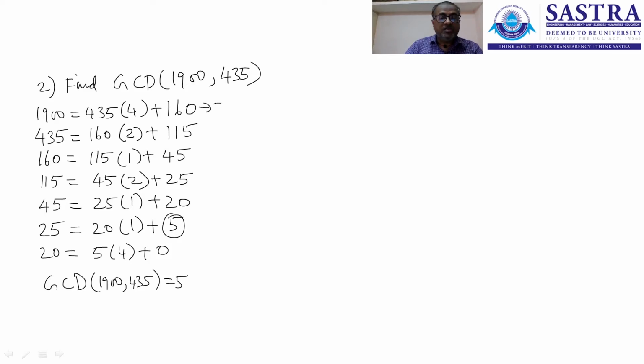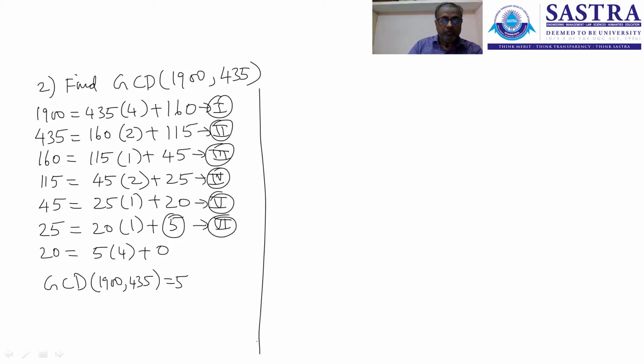Let me write this: equation 1, equation 2 here, equation 3, 4, 5, last one would be 6. Let me express this D in terms of AX plus BY. So now let me write down here from 6, I will rewrite 5 as 25 minus 20.